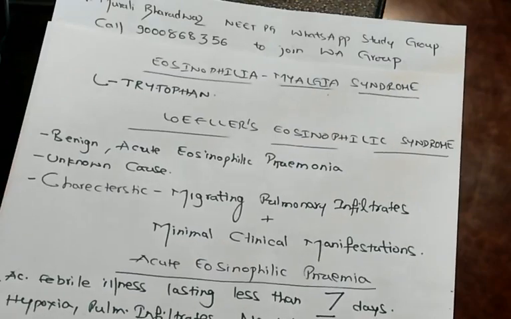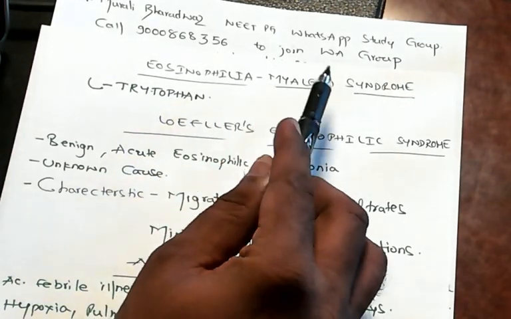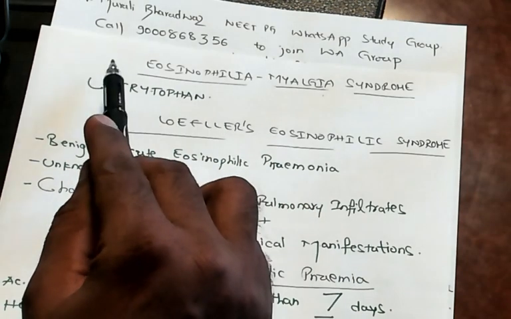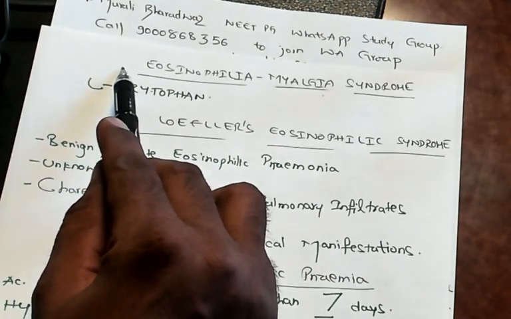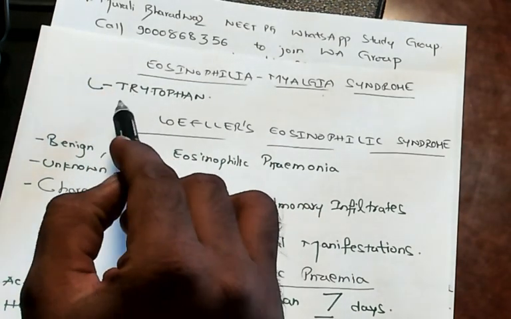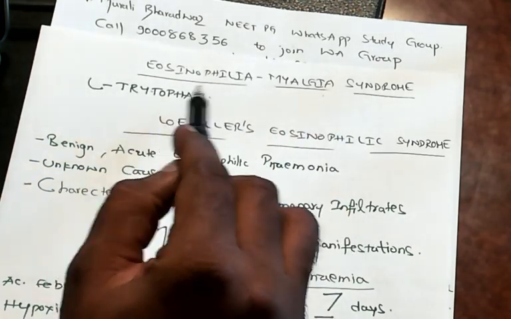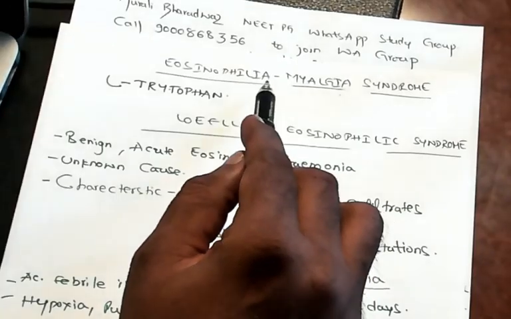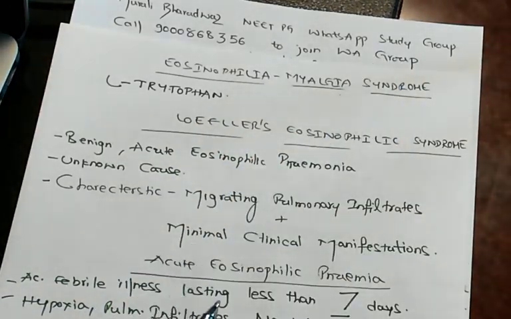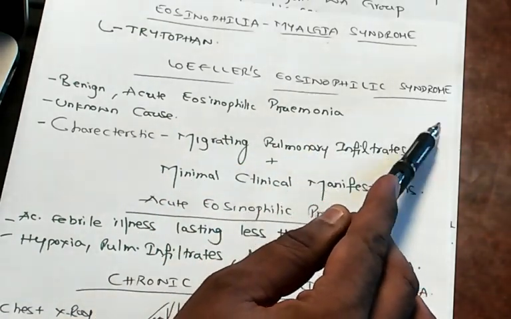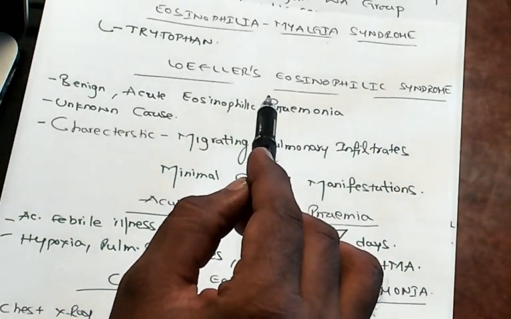Then, doctor, eosinophilic myalgia syndrome. A lot of times in the AIIMS PGI question bank, if you look, this is a favorite question. If L-tryptophan is given as a nutritional supplement, it leads to eosinophilic myalgia syndrome. Please don't forget. Now, Loeffler's eosinophilic syndrome, 3 points you remember.